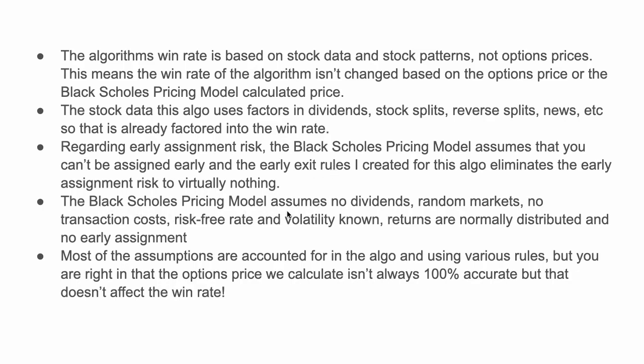The Black-Scholes pricing model assumes a lot of different things. In order to determine an accurate options price, you need to assume a few things. So you need to assume no dividends. So again, we need to assume that there's going to be no dividends for this stock. Each time I calculate the Black-Scholes pricing model for this algo, it assumes what is happening in that moment in real time. So if there's a dividend, it will factor that in. If there's not, it won't. So you don't need to worry about that assumption. Next, random markets.